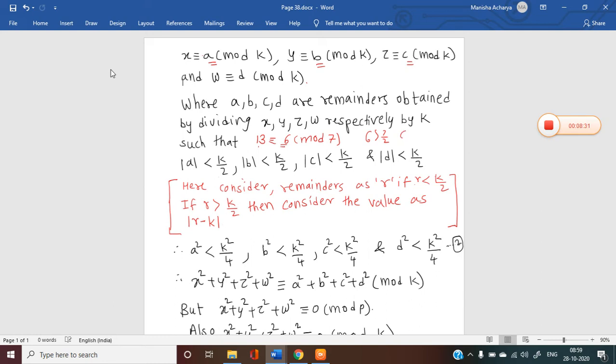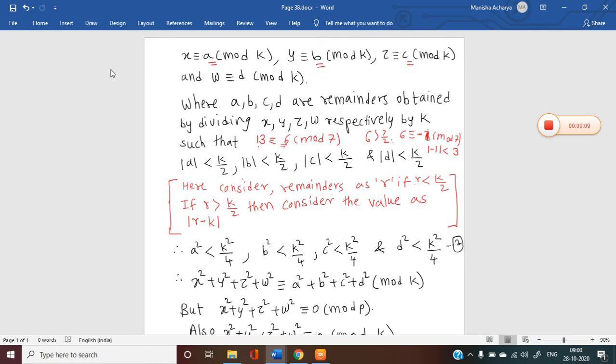But then you know that 6 is congruent to minus 1 modulo 7. And you know that mod of minus 1 is less than 7 by 2, that is, less than 3.5. So accordingly you have to choose the remainder.